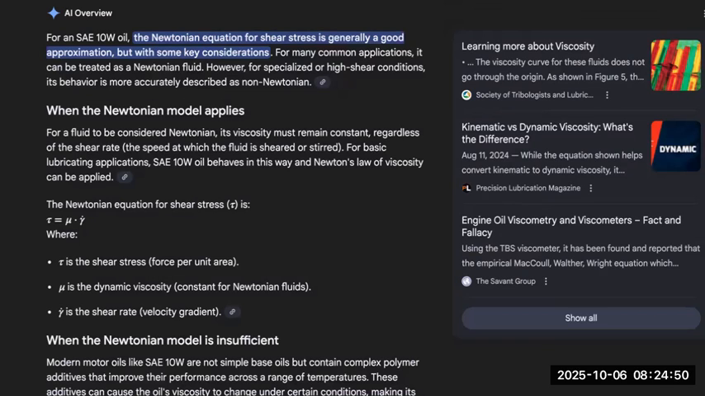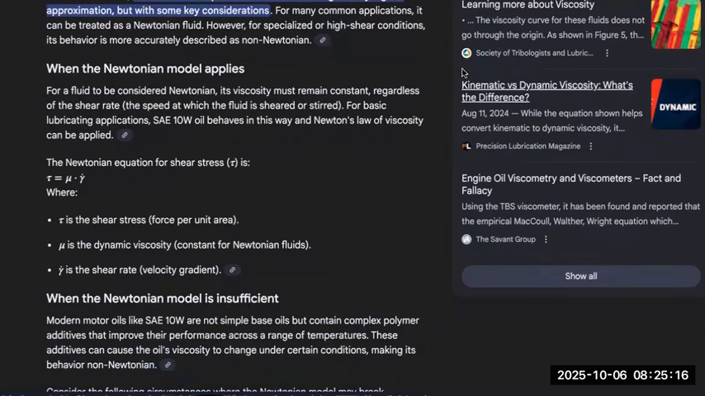So basically, SAE 10W oil is not really a Newtonian fluid, but the Newtonian equation for shear stress is generally a good approximation, but with some key considerations. For many common applications, it can be treated as a Newtonian fluid. However, for specialized or high shear conditions, its behavior is more accurately described as non-Newtonian. When the Newtonian model applies, for a fluid to be considered Newtonian, its viscosity must remain constant regardless of the shear rate, the speed at which the fluid is sheared or stirred. For basic lubricating applications, SAE 10W oil behaves in this way, and Newton's law of viscosity can be applied.